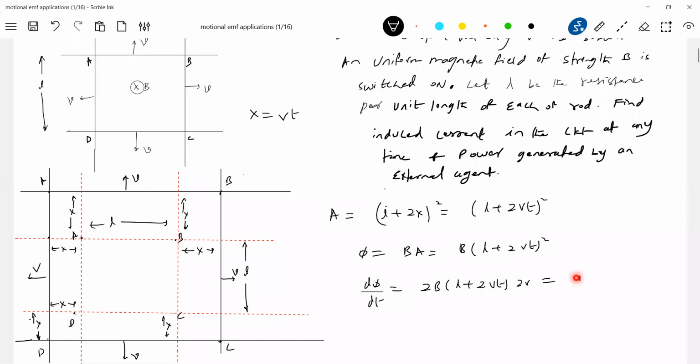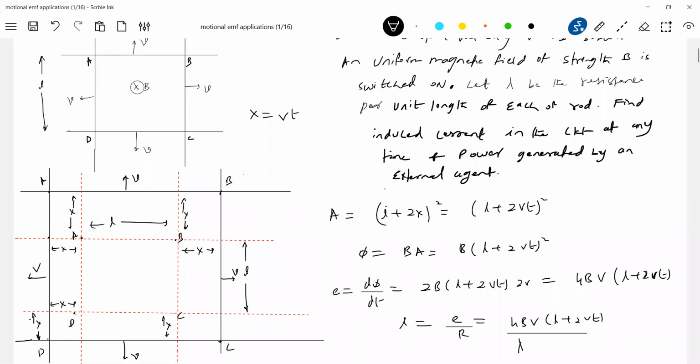So 4BV (L plus 2Vt). Okay, this is the expression for the EMF induced. Then what is the expression for current? I is equal to E by R. R is the total resistance, lambda is the resistance per unit length. So 4BV (L plus 2Vt) will be written here.